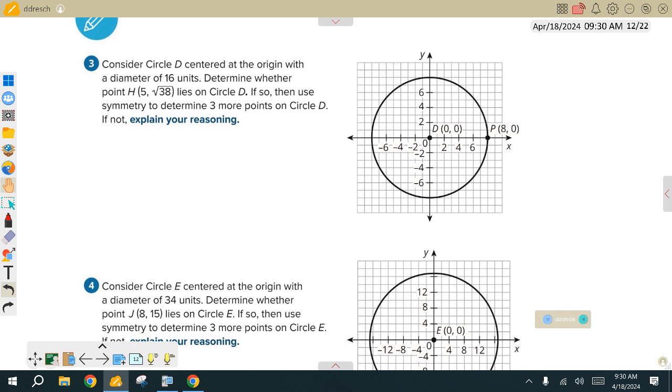Okay. So on 724, question 3 here. We've got this circle with center located D at the origin. We got a point on there that we know for sure, point P at (8, 0). What we're trying to figure out is if point H, which is not necessarily a nice point, (5, square root of 38), is it lying someplace on that circle D? All right. So we want to try to figure out if that's lying on there.